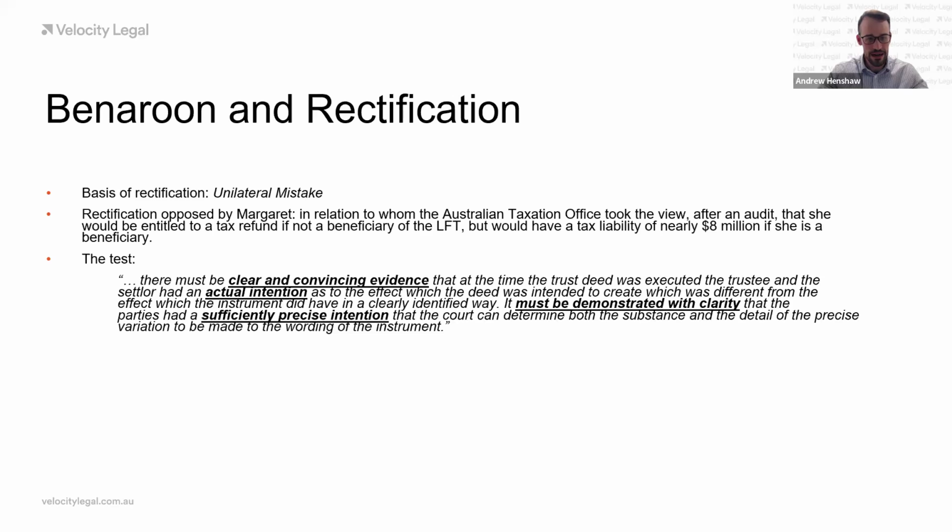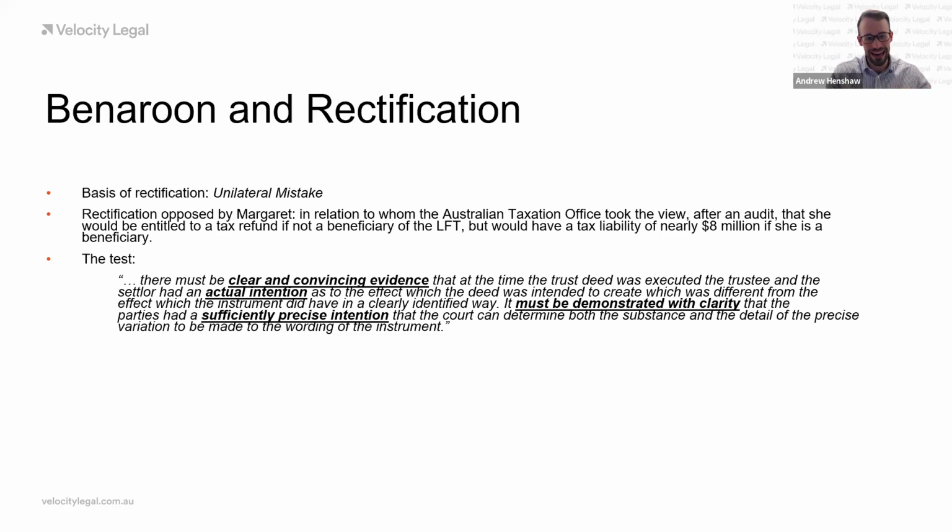So in other words, it needs to be crystal clear that the people setting up the trust deed had a certain intention and that it's not in there. And it needs to be crystal clear exactly what that intention was, not some vague hocus pocus thing. It has to be, again, crystal clear.